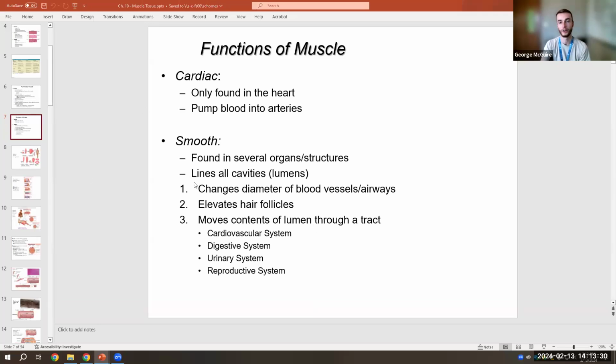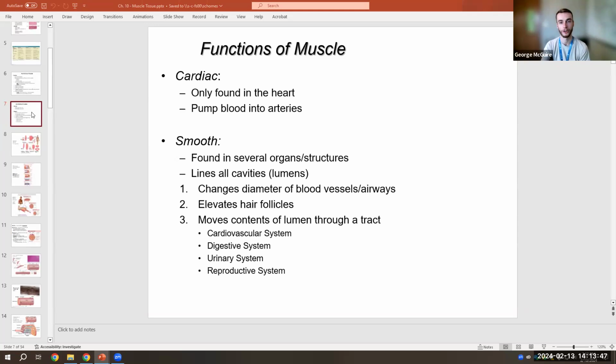So any organ system that is a long set of tubes is going to have smooth muscle around there controlling that. So the cardiovascular system, pumping blood through all those tubes, digestive system, moving food through all of those interconnected tubes, urinary system, reproductive system. You'll find smooth muscle in all of those places.